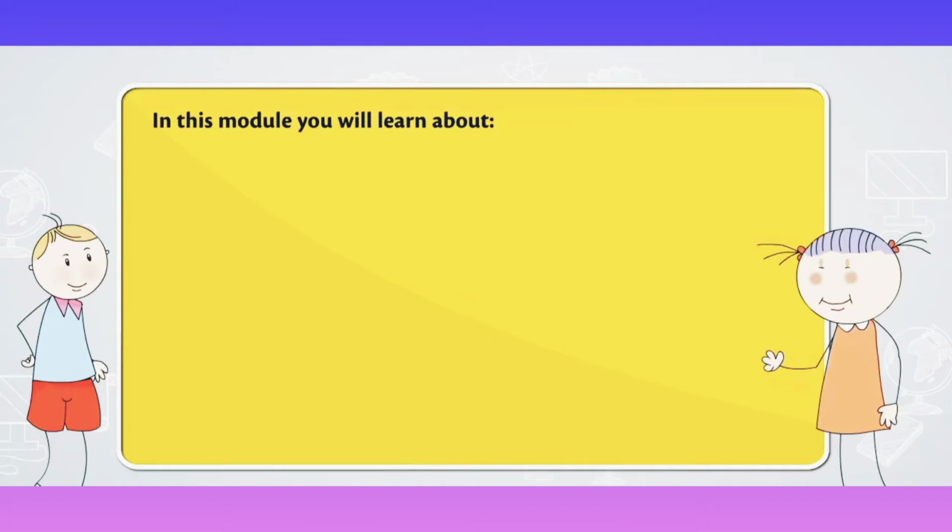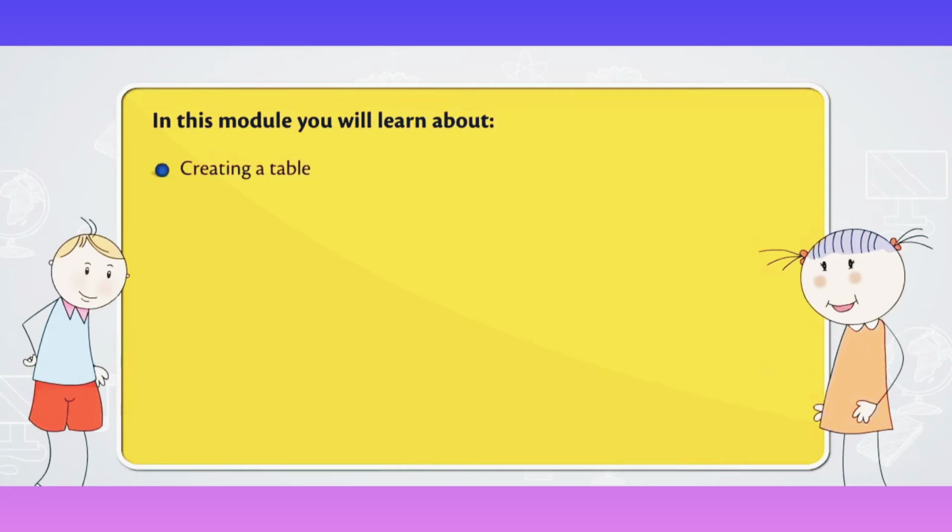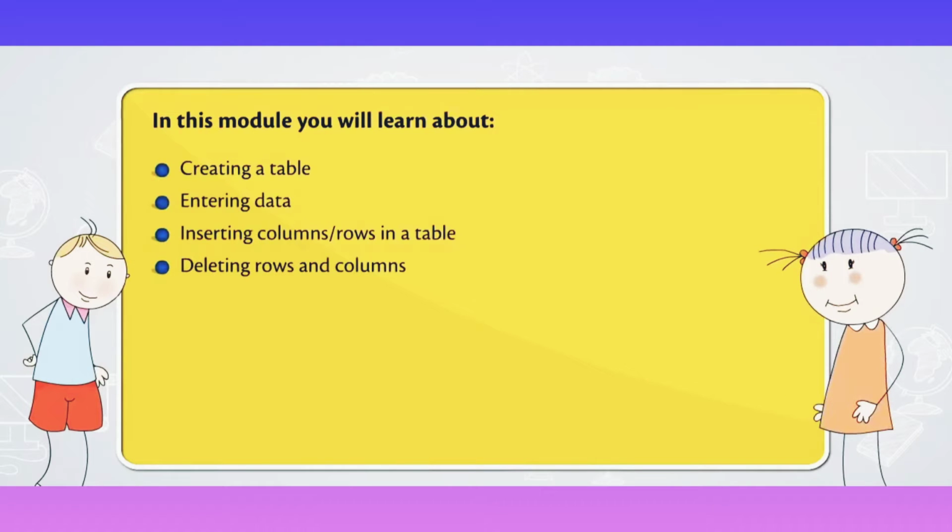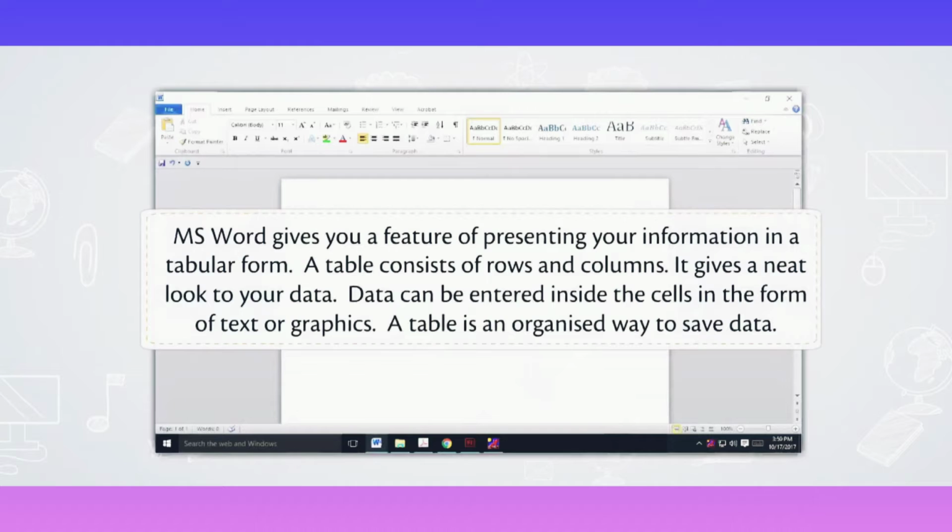In this module, you will learn about creating a table, entering data, inserting columns or rows in a table, and deleting rows and columns. MS Word gives you a feature of presenting your information in a tabular form. A table consists of rows and columns. It gives a neat look to your data. Data can be entered inside the cells in the form of text or graphics. A table is an organized way to save data.